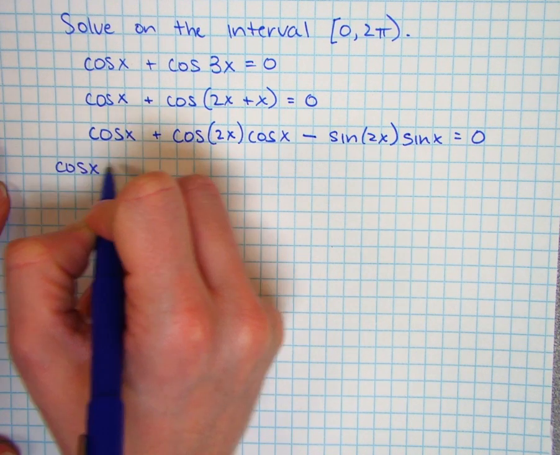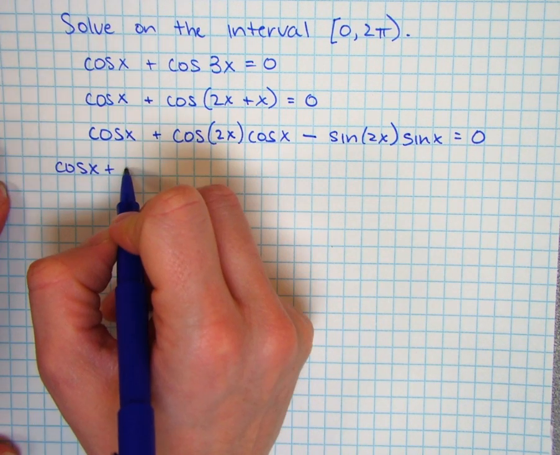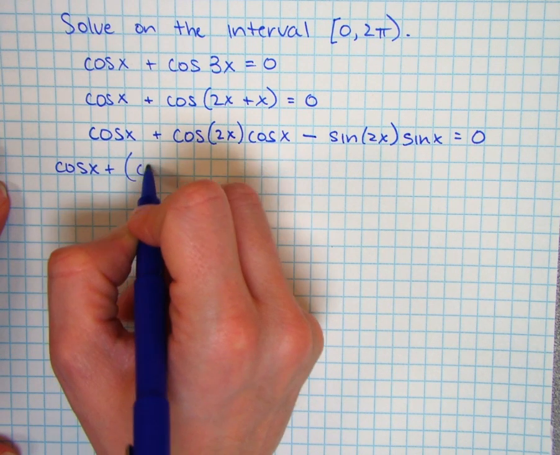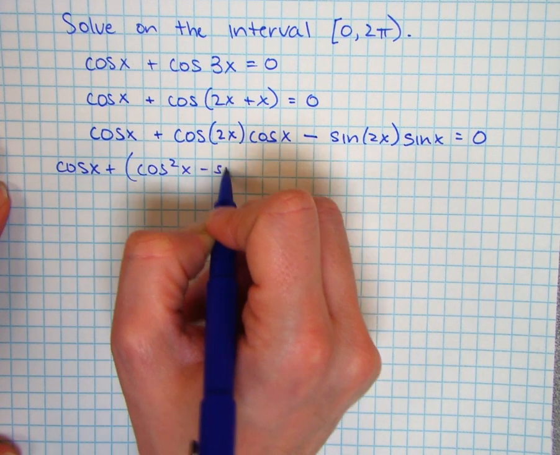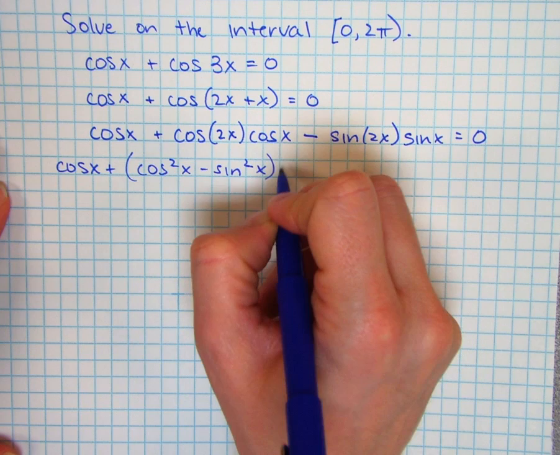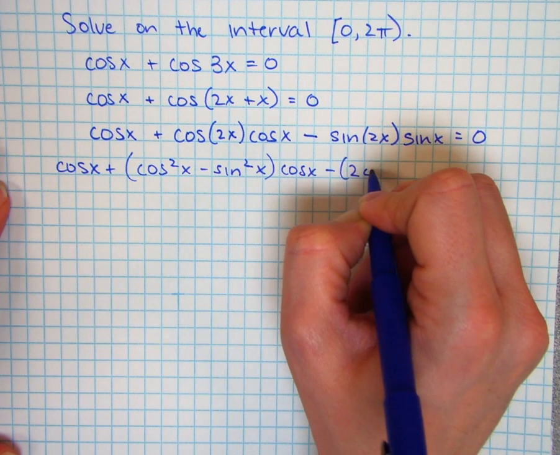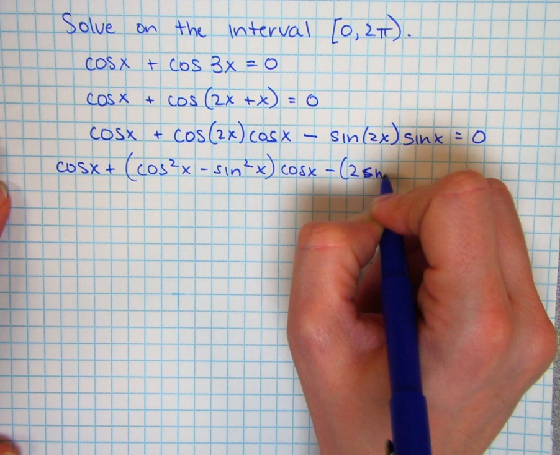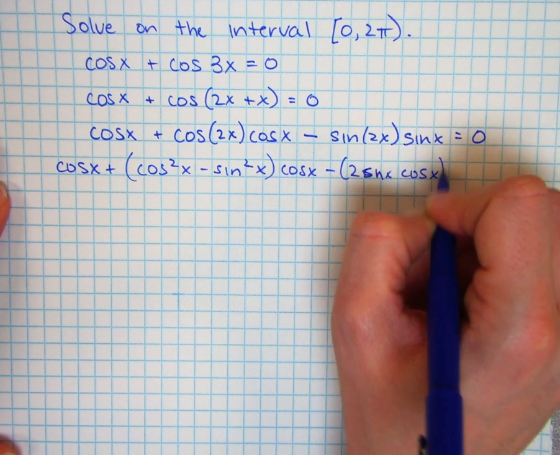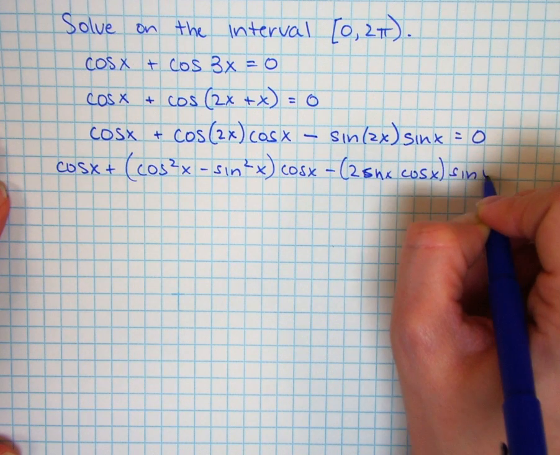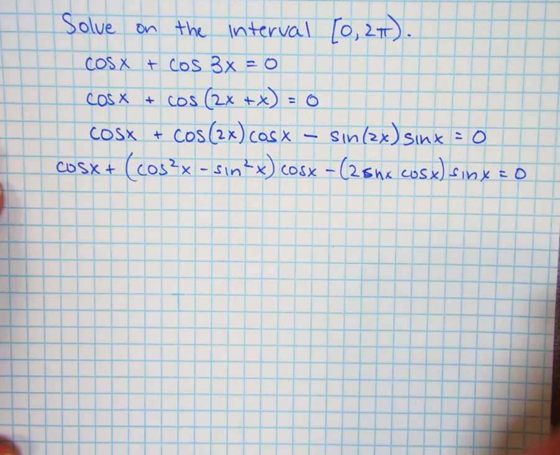So cosine of 2x becomes cosine squared x minus sine squared x. That's times cosine of x. And then sine of 2x becomes 2 sine x cosine x. And that's all times sine of x as well.